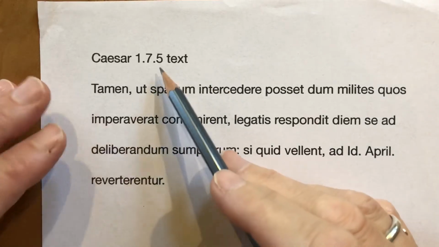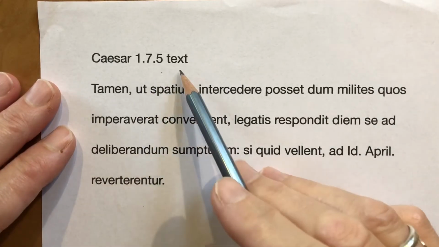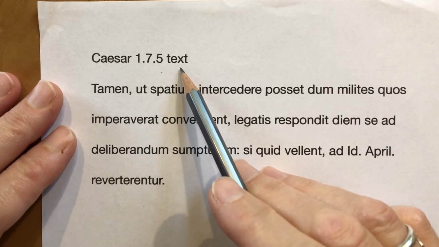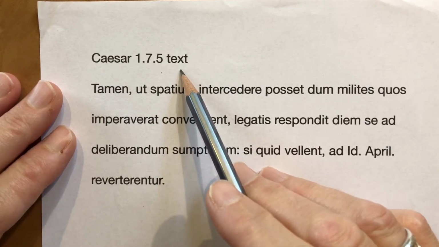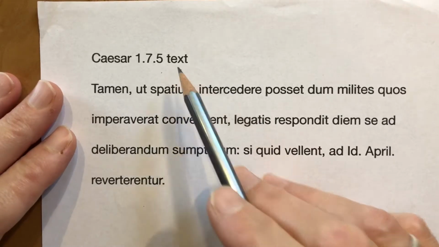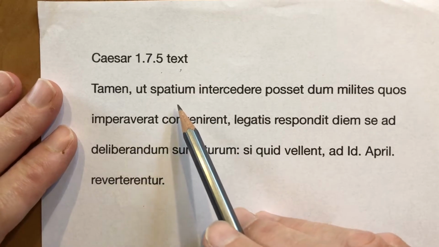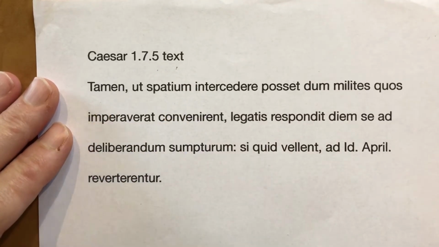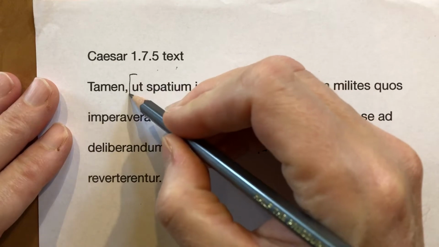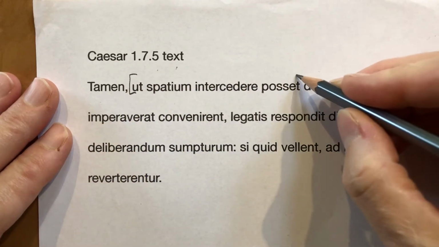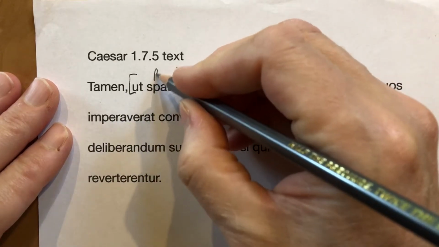This is Caesar 1.7.5. The Helvetians have just requested that they be allowed to cross Provence. And Caesar's going to try to buy time here. Nevertheless, and now we've got a purpose clause. It goes from there to there. So this is purpose.